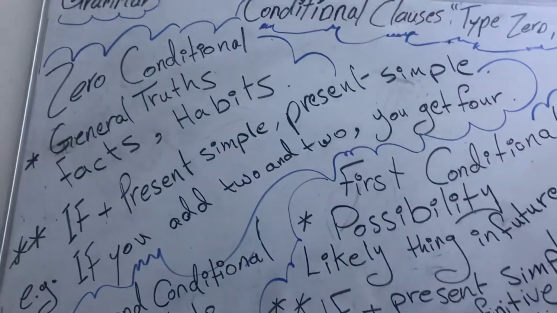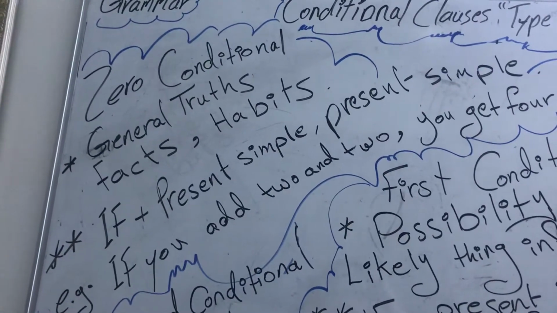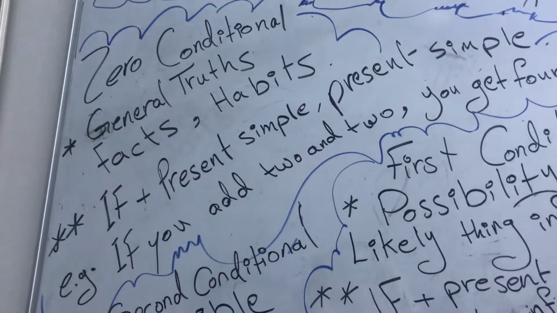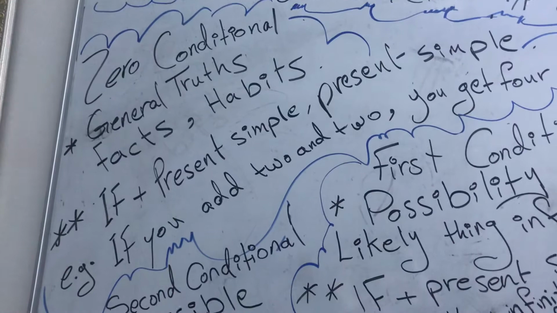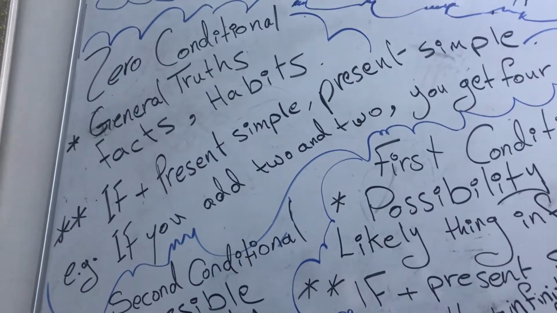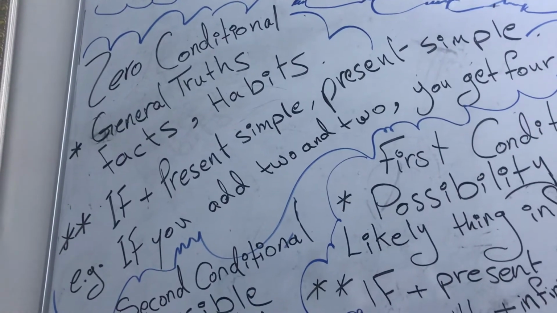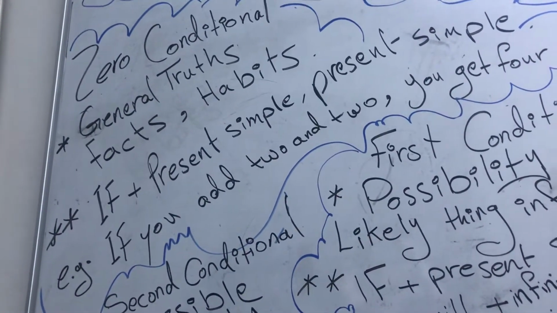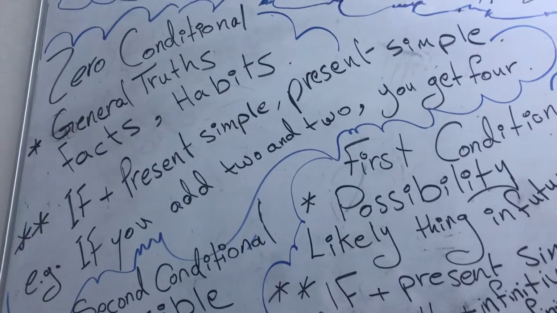The first one is the 0 conditional, اللي هو الحالة الشرطية الصفرية. And we use it to talk about general truths, facts, and habits, اللي هي عبارة عن الحقائق العامة أو الhabits العادات أو الfacts اللي هو الحقائق العلمية scientific facts.